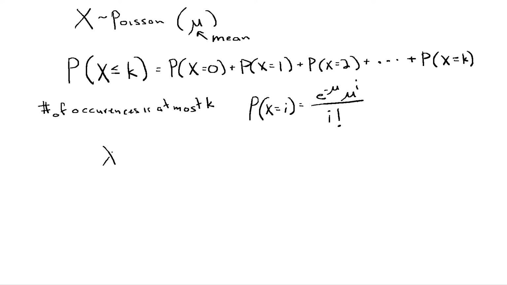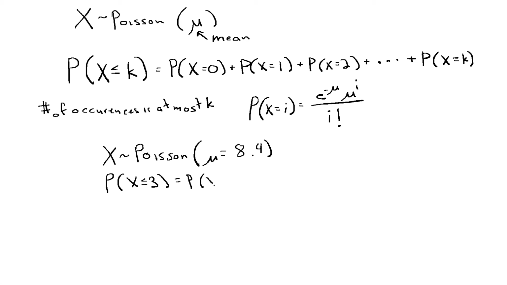Suppose that x is a Poisson random variable with mean equal to 8.4, and we want to compute the probability that the number of occurrences is less than or equal to 3, so that x is less than or equal to 3. That means we'd have to compute the probability that x is 0 plus the probability that x equals 1 plus the probability that x equals 2 plus the probability that x equals 3. That way we're less than or equal to 3.